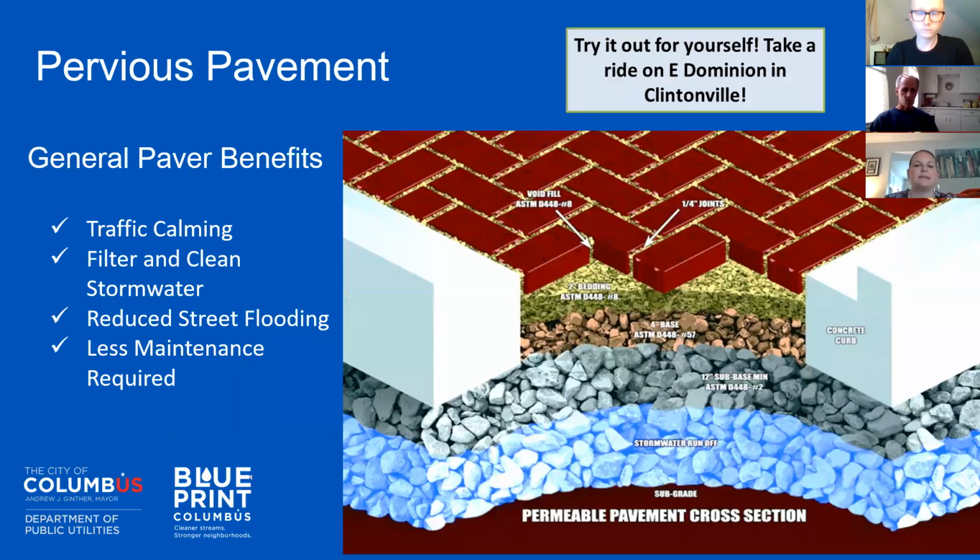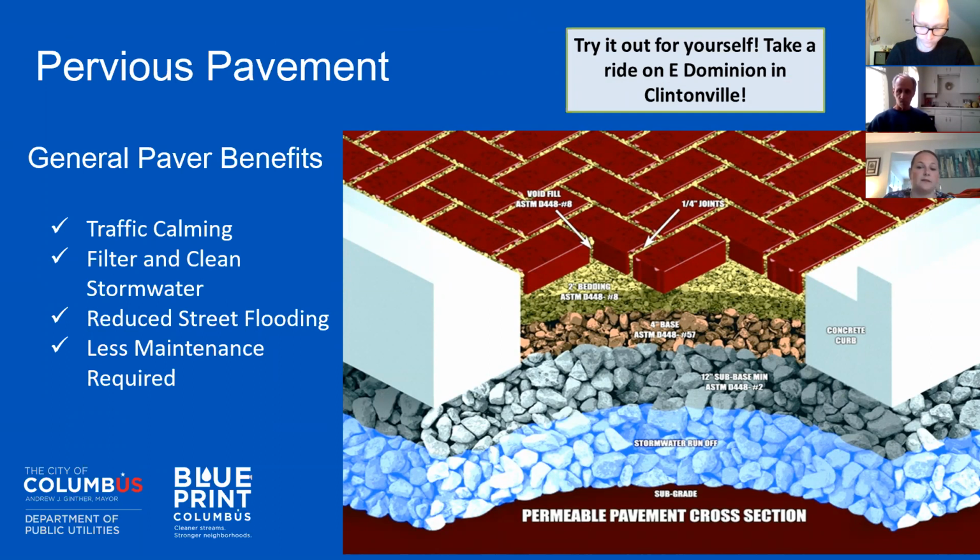So pervious pavement works similarly. So layers of rock in different sizes, and then at the bottom of the screen, you can't see it, but there'd also be an underdrain underneath pervious pavement. So the water would seep through those little joints in the top and down through the rock, ending up in the underdrain where it's carried off to the storm sewer.